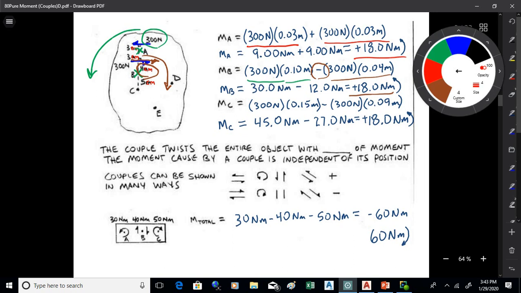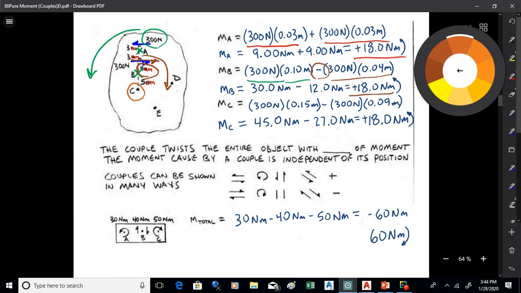Could do the same thing here about point C if I was interested in doing that. So I could go to point C, take the moment about C. I got the top one, 300 newtons times 5 and 4 makes 9, 3 and 3 makes 6, 6 and 9 makes 15 centimeters. So that's 300 times 0.15 meters, counterclockwise, so that's positive. And now I've got the bottom one, 300 newtons, 5 and 4 makes 9 centimeters, that's 0.09 meters. That's negative because it's clockwise. So 300 times 0.15 is 45 Newton meters. Take away 300 times 0.09, 27 Newton meters. You get 18 Newton meters.